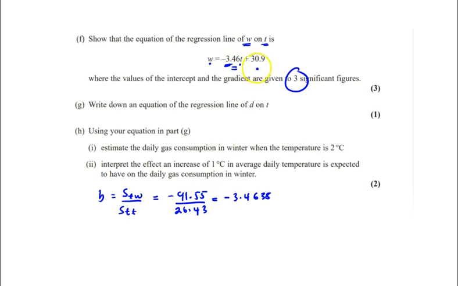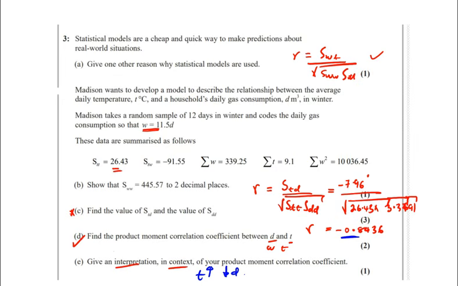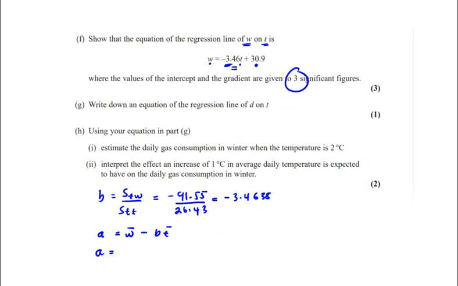And then the next one is the c over here. Remember the formula for the c, in the formula booklet you see it as a equals W bar minus b times T bar. That means our a is equal to W bar. For W bar, you're going to use the sum of W, which was 339.25, divided by 12, minus your b, which you have just got. You can use the more accurate value, 3.4638, multiplied by T bar, which is the average of the T.